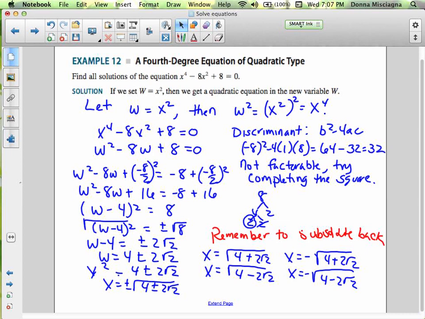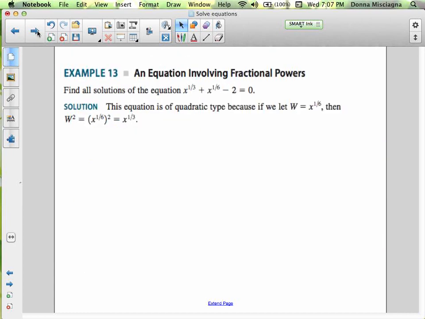Let's try another one. And this one will also be using substitution, but it'll look a little different. Find all solutions of the equation x to the 1/3 plus x to the 1/6 minus 2 equals 0. Well, I know that a third is twice as big as a sixth, right? It takes 2/6 to equal 1/3. So we can use the same technique again. So let w equal x to the 1/6.